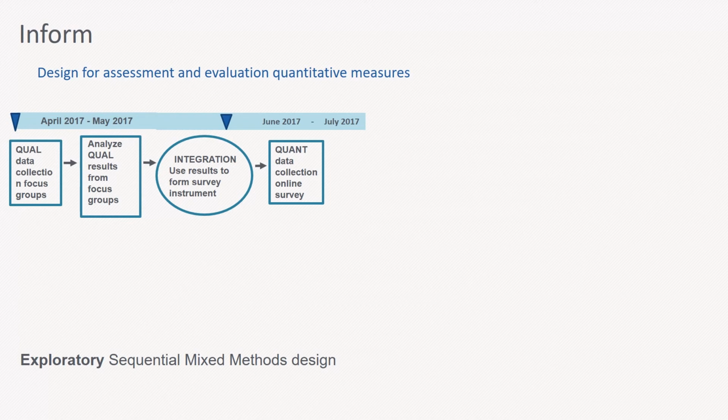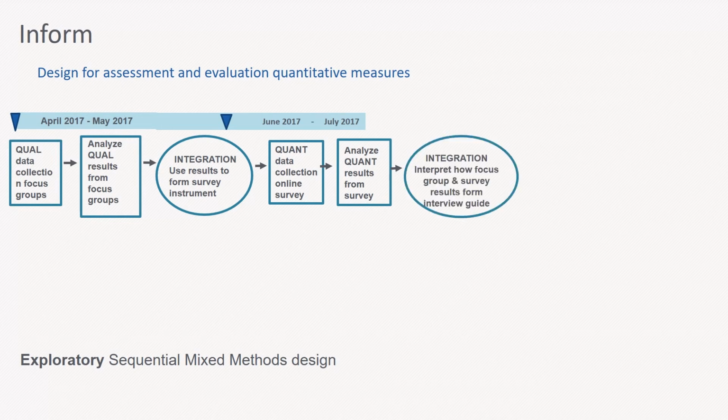I should say that within the survey, we asked participants if they would be willing to allow us to contact them for a follow-up interview so that we could delve deeper into any unknowns that came up in analyzing the survey. So we analyzed the results from the survey. We integrated that information. We layered the information from the focus group and the survey results. We used that to form an interview guide to go on to the next stage of our evaluation, which was follow-up interviews with some of the survey participants.